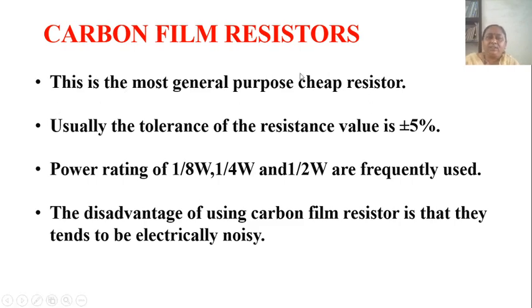Now carbon film resistors. This is the most general purpose resistor, and it is cheap. Usually the tolerance of the resistance value is plus minus 5%, and its power rating of 1 by 8 watt, 1 by 4 watt and 1 by 2 watt are frequently used. The disadvantage of using carbon film resistors is that they tend to be electrically noisy.